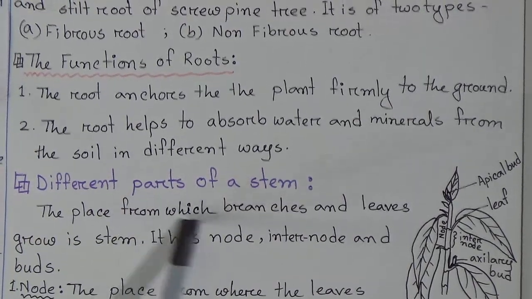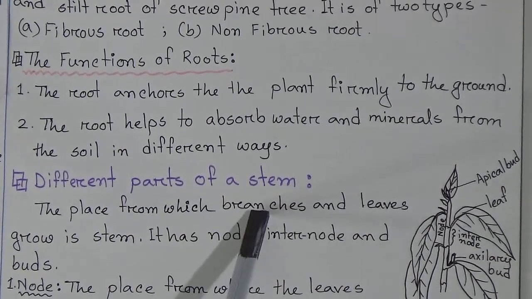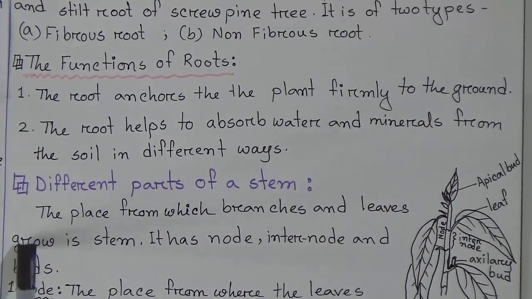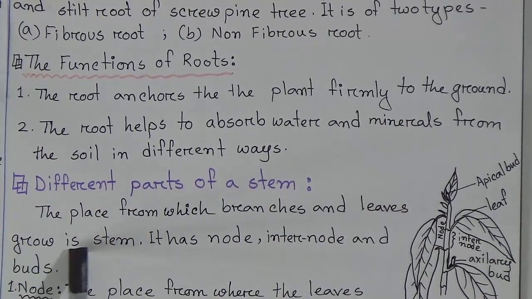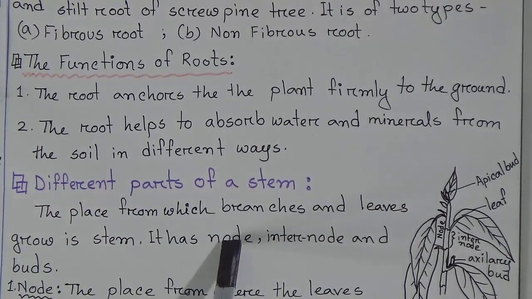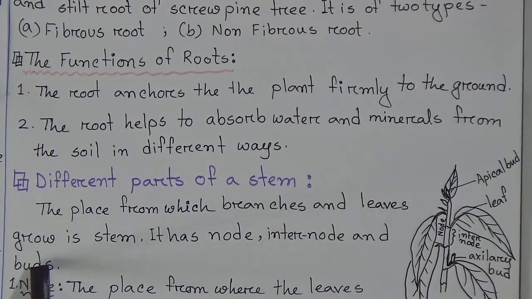The place from which branches and leaves grow is the stem. It has nodes, internodes and buds.